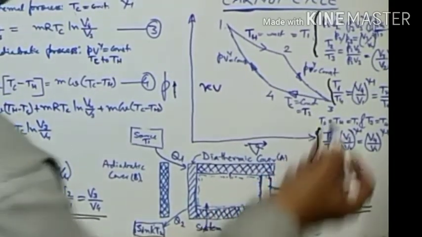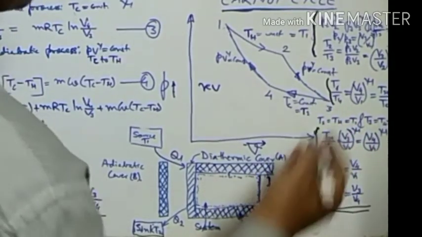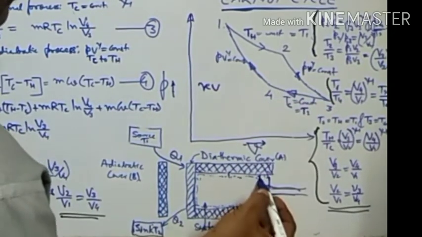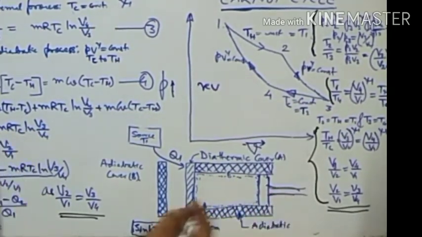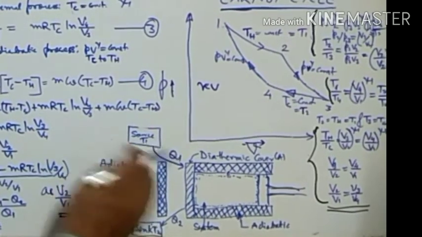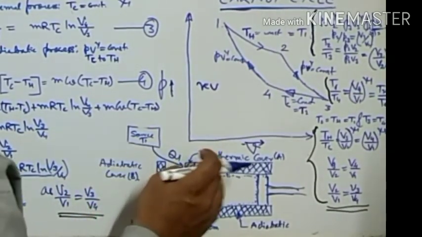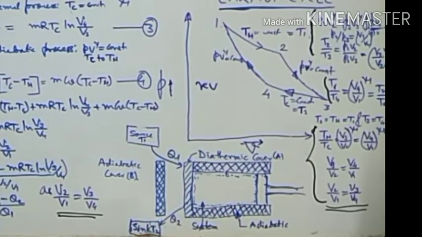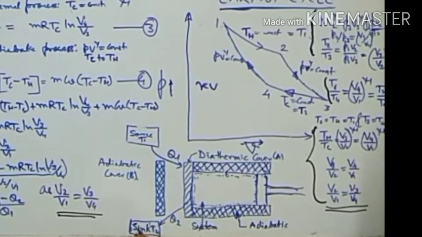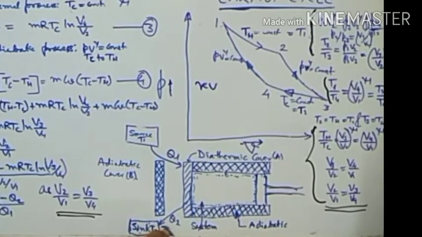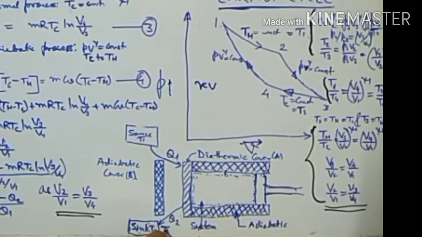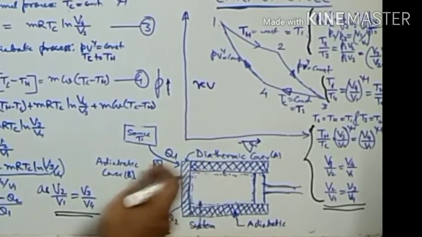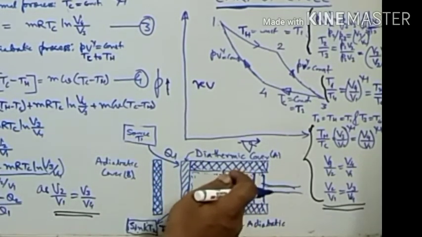When we reach the point 3, we will again start moving backward as a constant temperature process. So from this point to this point again we are coming backward. At this time we will remove this adiabatic wall and instead of that we will put the diathermic wall here, and this diathermic wall will be connected with the sink T2, the sink whose temperature is T2 or TL, as we said, lower temperature.